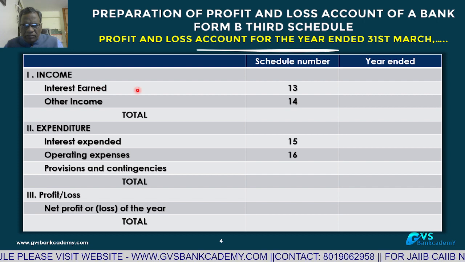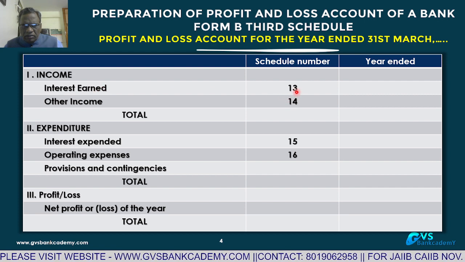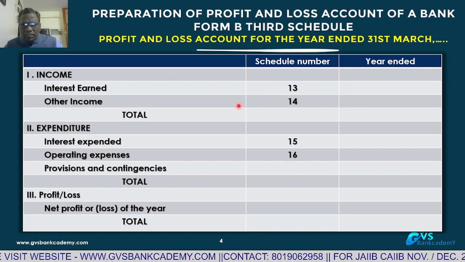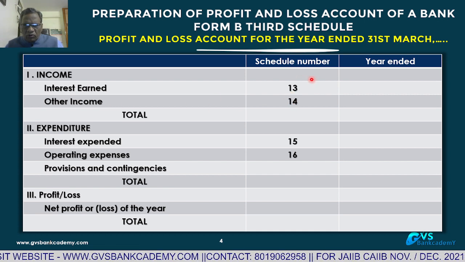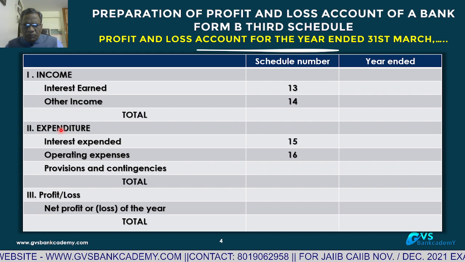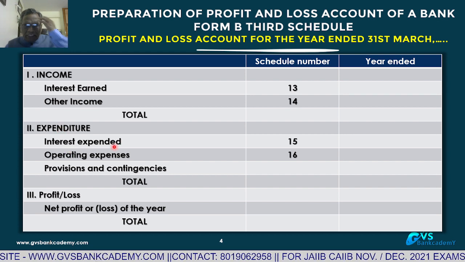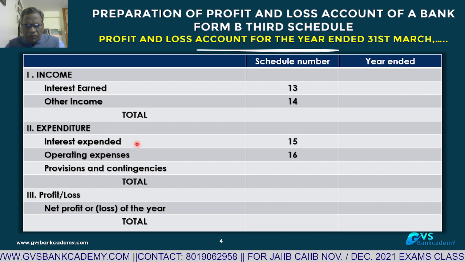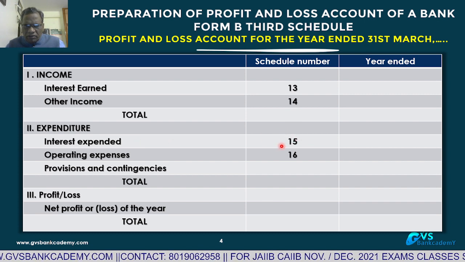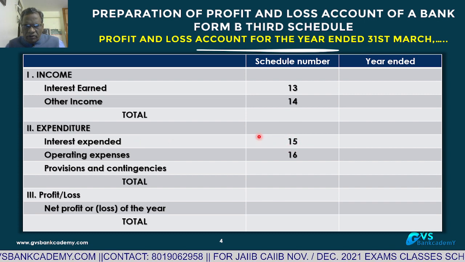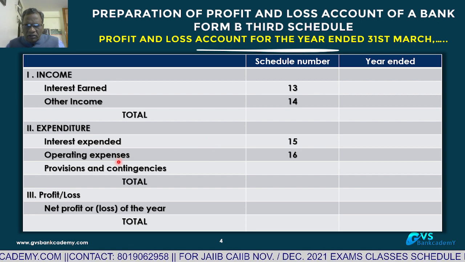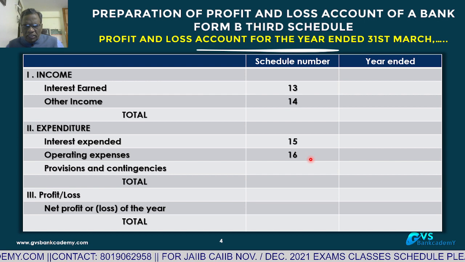So, interest income is schedule number 13. Interest received or interest earned, schedule number 13. Other income, schedule number 14. This is the total of income. Then expenditure. Interest expended means interest on deposits. Whatever interest we are paying on deposits, that is schedule number 15. Interest on deposits expended.